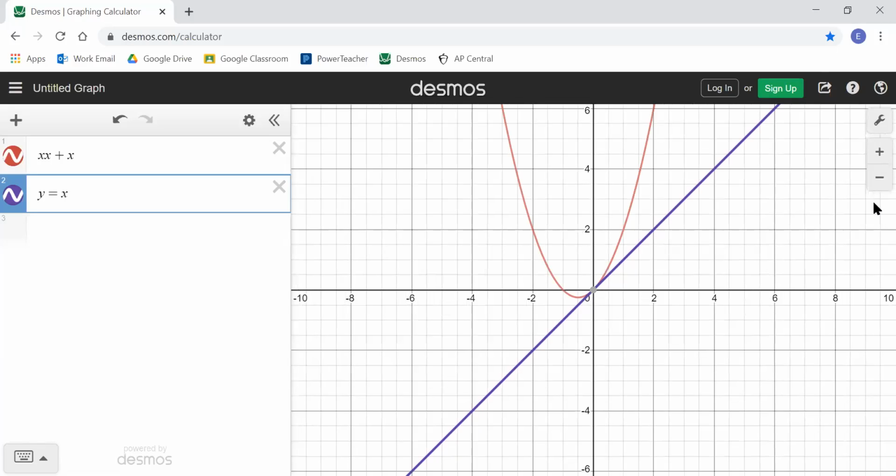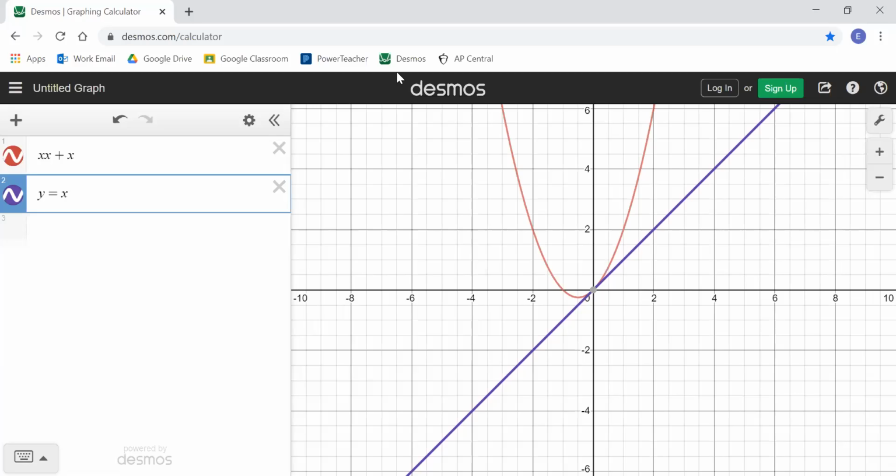Good or no? Any questions on that? So we did get 2x plus 1. So how does that relate to the final tangent line of y equals x?